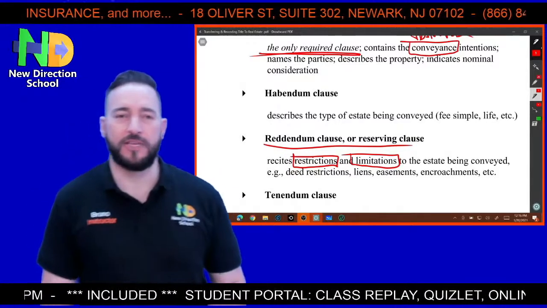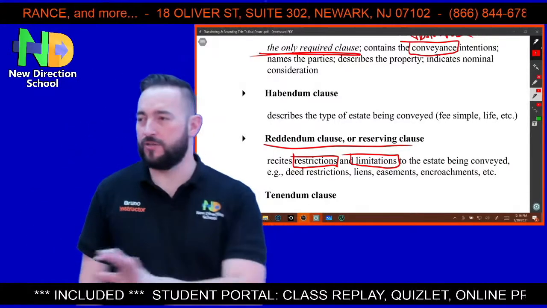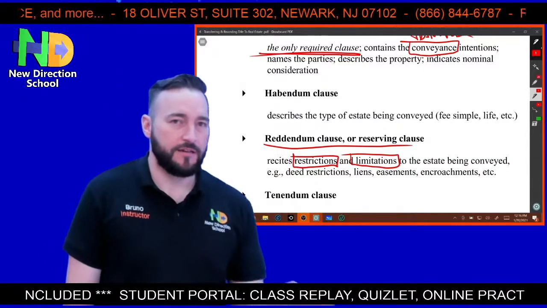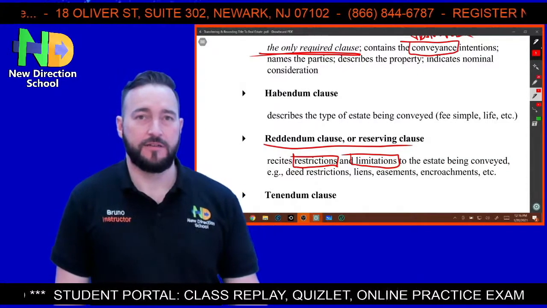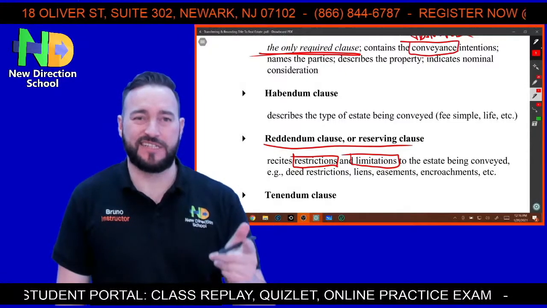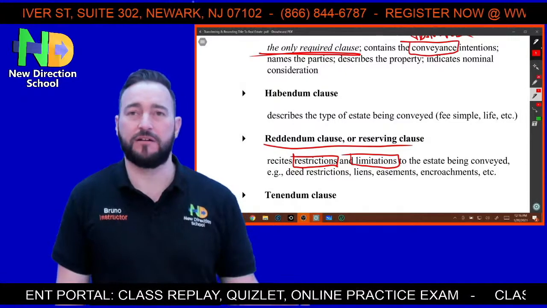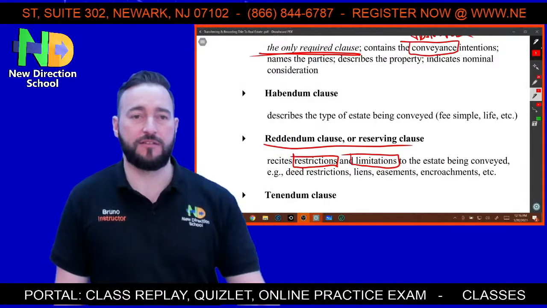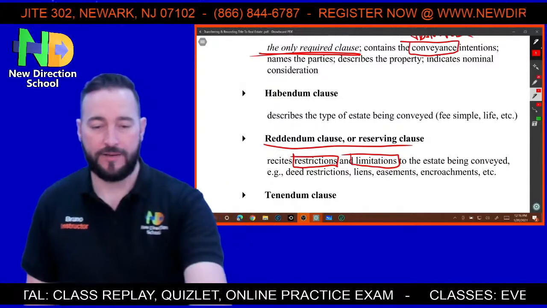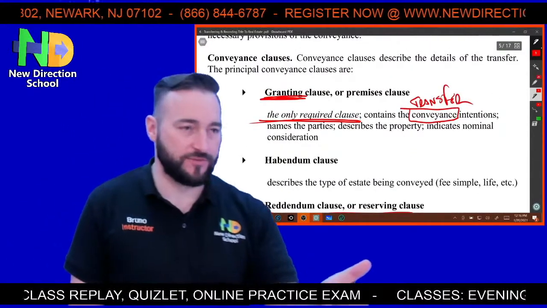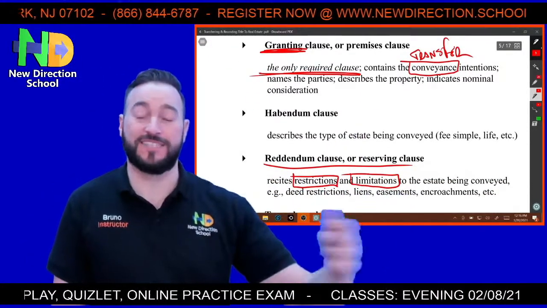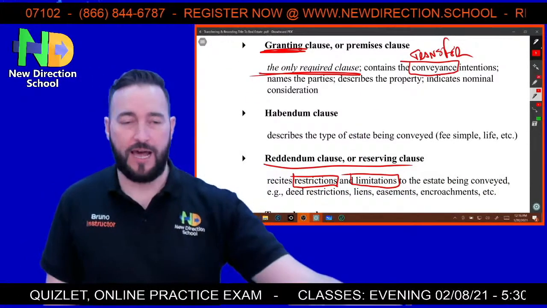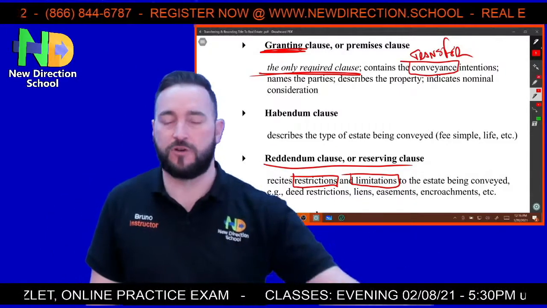Now, some of you are looking at all these names. Here's the good news. In the state exam, they barely ask you about reddendum, tenendum, habendum. You have to understand the clauses required. You have to have one that talks about the transfer, the granting clause. You have to have one that talks about the type of ownership you're going to have, if it's fee simple, life estate, or so on.